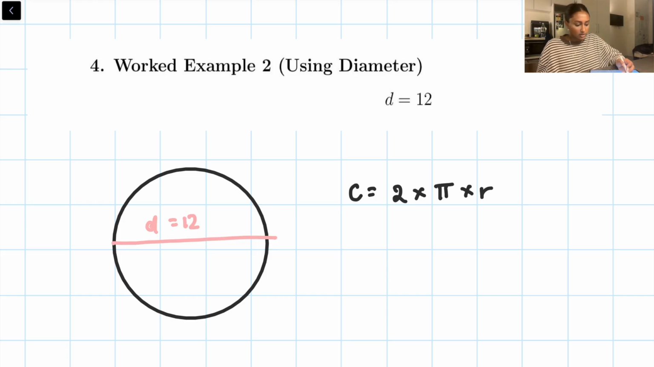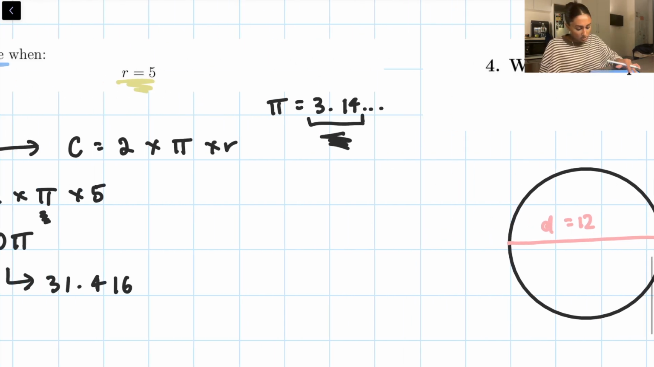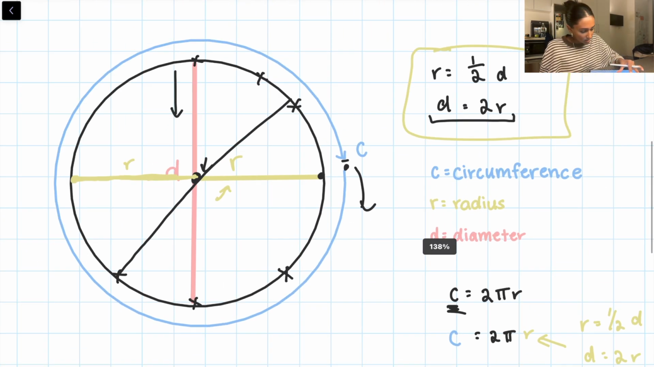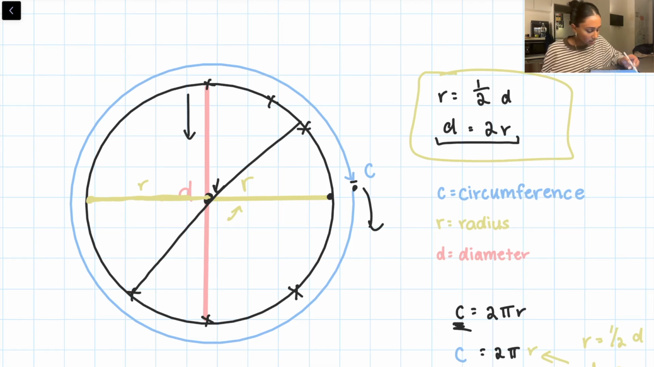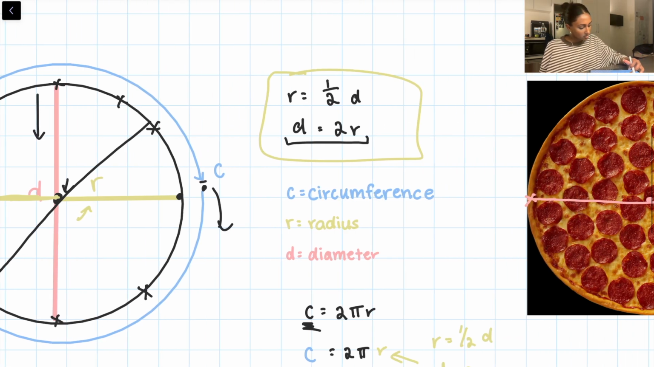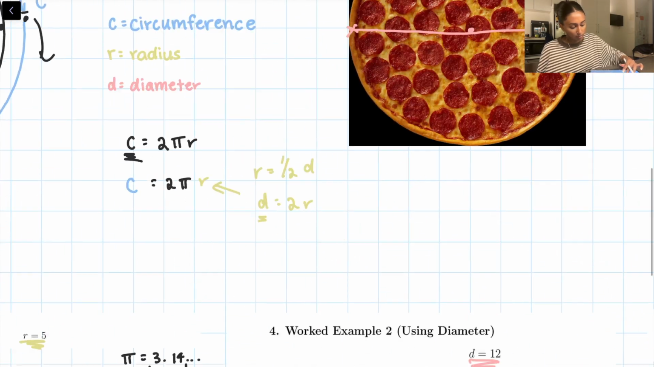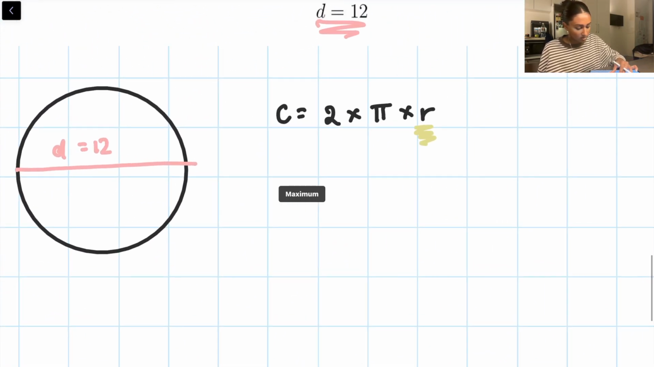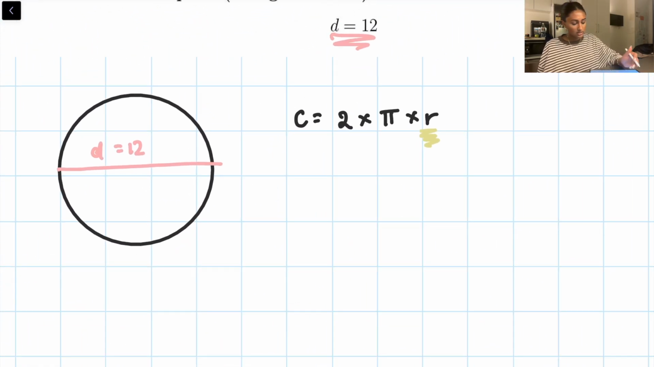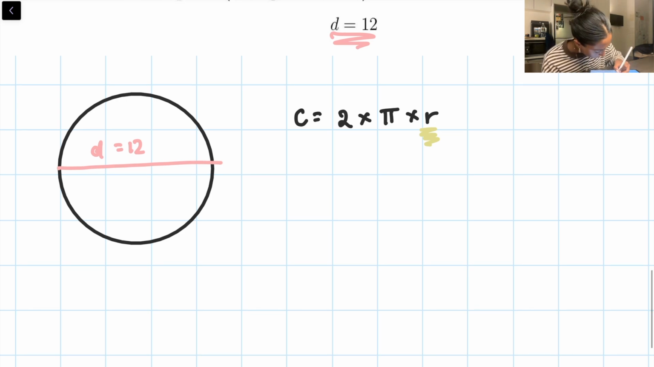This one's a bit different because it's giving you the diameter here and the radius is in the formula, but that's why we made the connection up here that radius is half of the diameter, or the diameter is 2 times the radius. So that way you can change the formula to include the diameter instead of the radius, and I'll show you how. So we had the radius as half of the diameter.